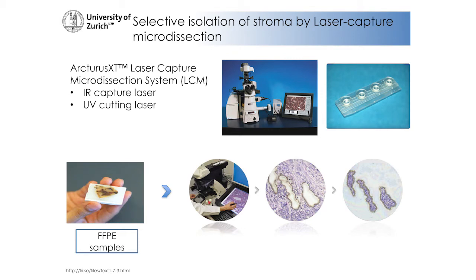somehow. To do this, we use so-called laser capture microdissection. This technique allows you to use thin sections of formalin-fixed paraffin-embedded tissue from clinical samples to define your areas of interest under the microscope and to cut out exactly these areas of interest so you can extract, for instance, RNA or protein for further analysis.